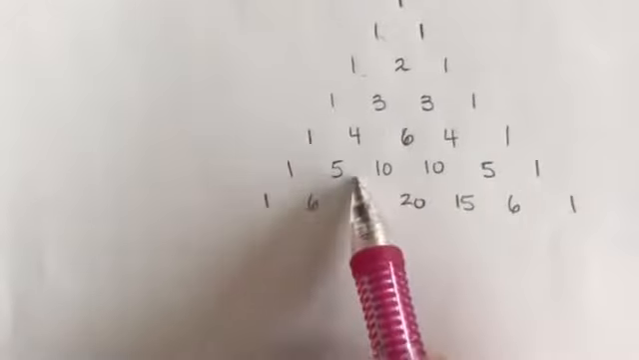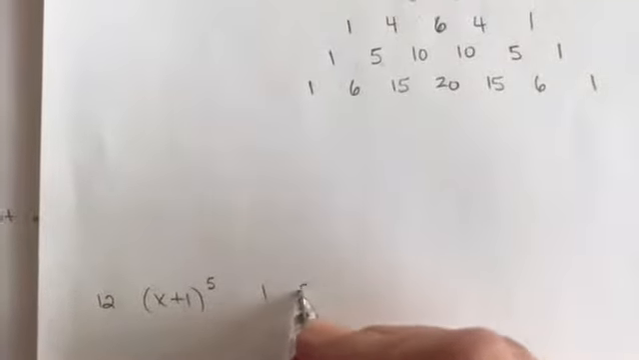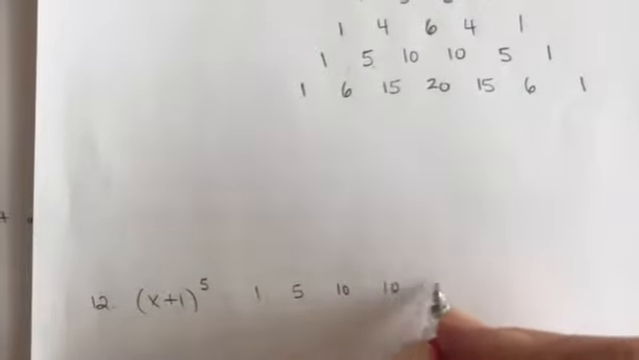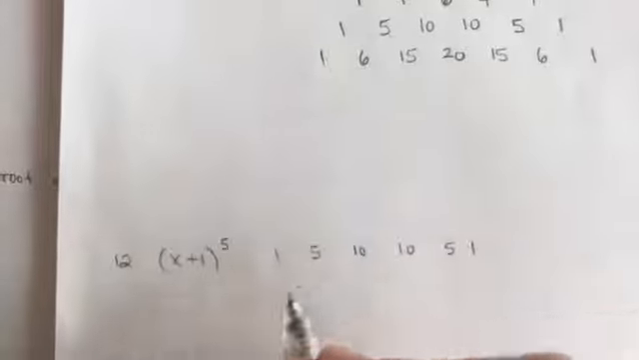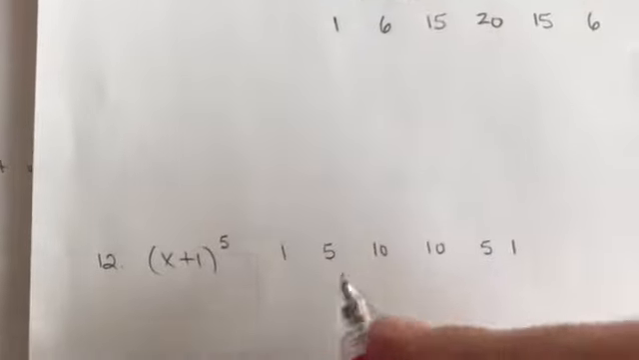Okay, since this is to the 5th power, I'm going to be using this row because it has a 5 on it. That's the easiest way. So I'm going to write this down. 1, 5, 10, 10, 5, 1. Okay, now I don't keep doing this for every single one, but you do want to keep this handy.